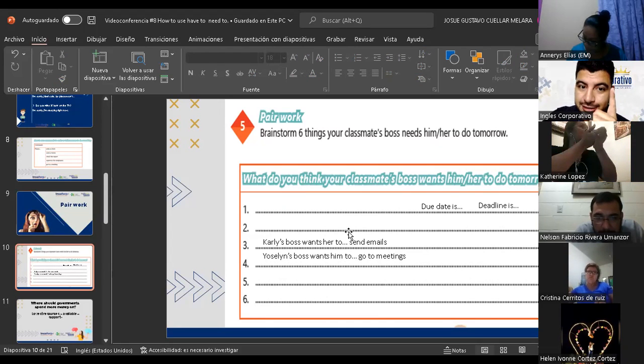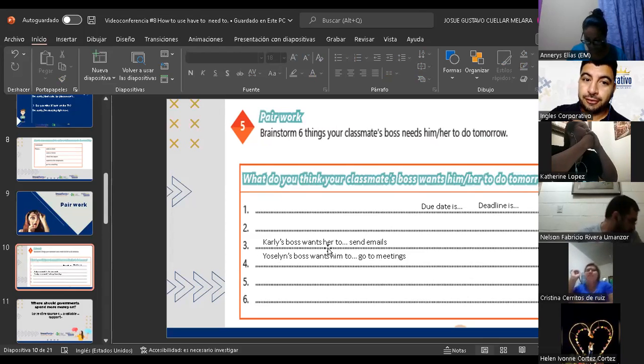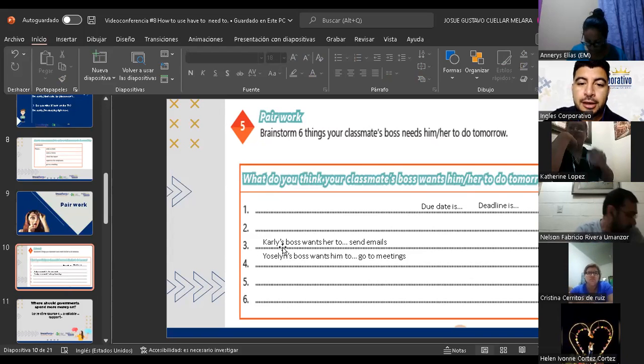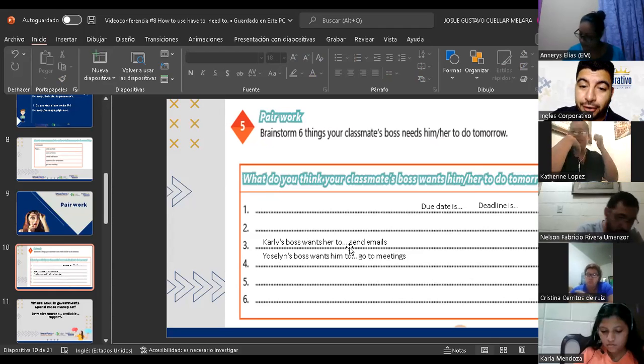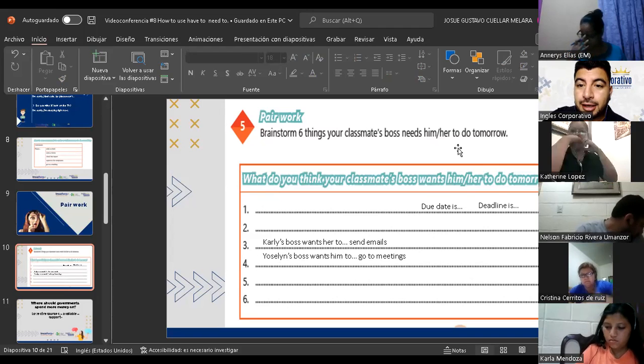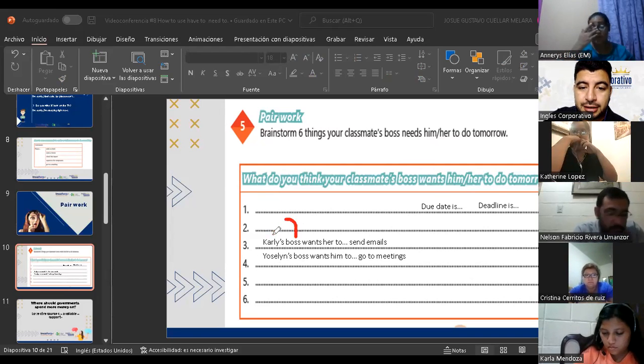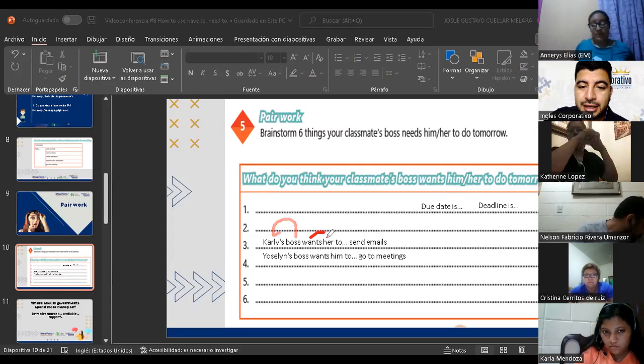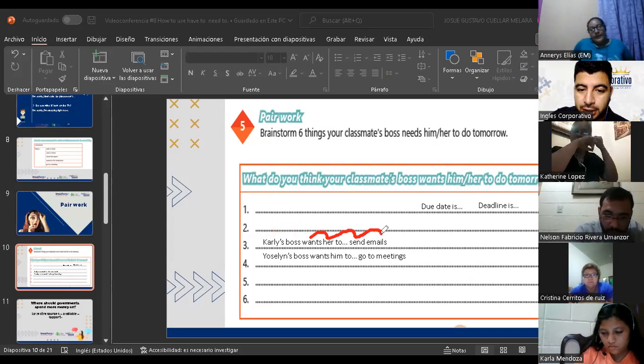¿Ok? Y será de esta manera. Por ejemplo, digamos que me tocó con Carly. Y Carly me dijo que su jefe quiere que ella mande correo electrónico. Sería así. Carly's boss wants her to send emails. ¿Ok? El jefe de Carly quiere que ella envíe correos.